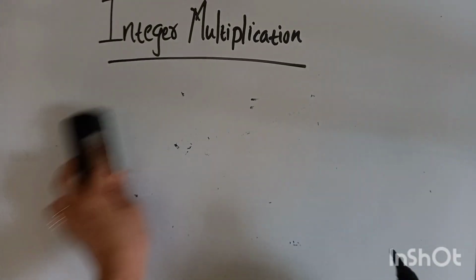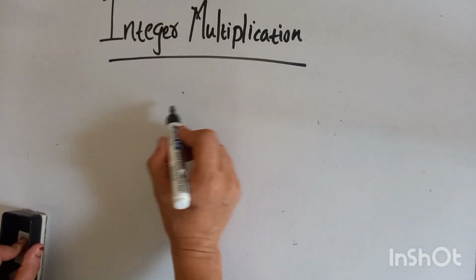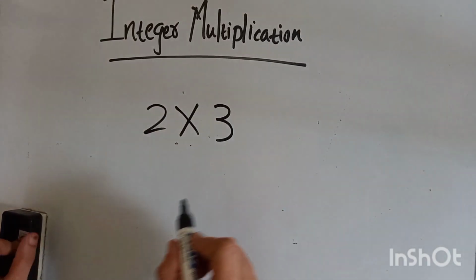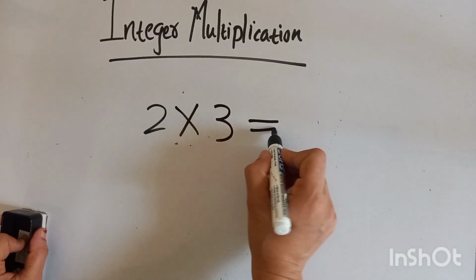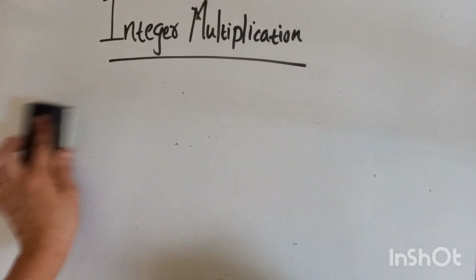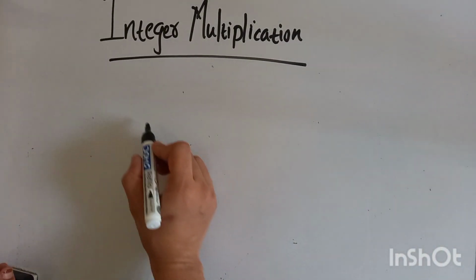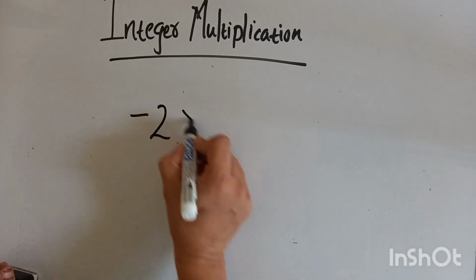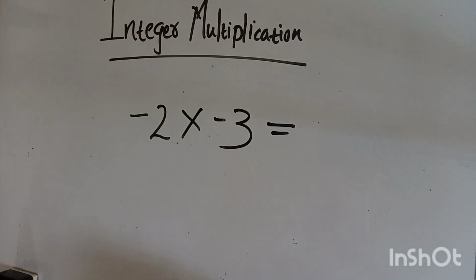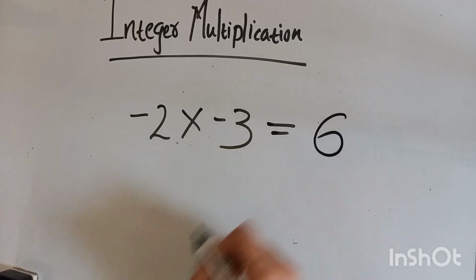The first thing, which I have already discussed: if you are multiplying two positive integers, let the two positive integers be positive 2 and positive 3. If you are multiplying positive 2 and 3, the answer will be positive 6. Now there is no more to discuss about two positive integers. We can discuss the multiplication of two negative integers. Negative 2 multiplied by negative 3, the answer will be positive 6.